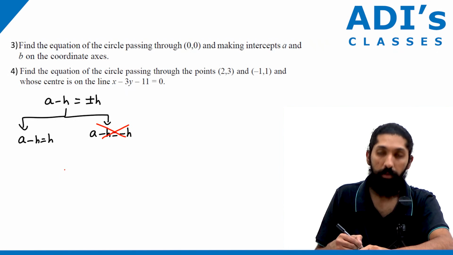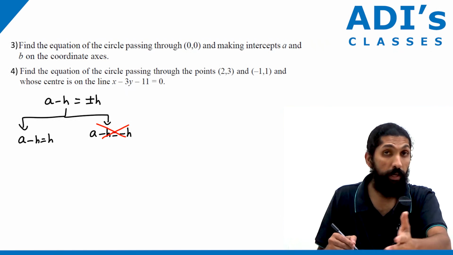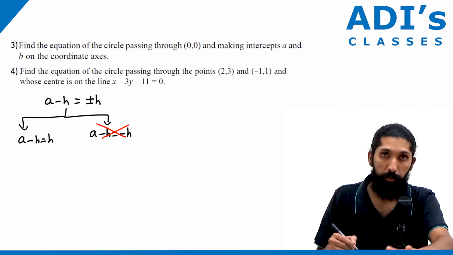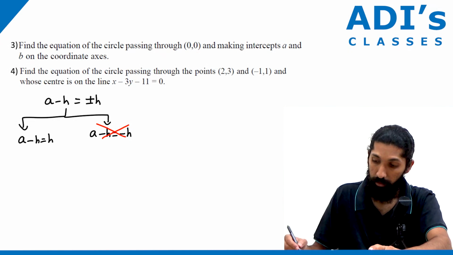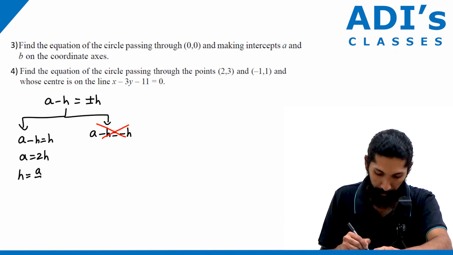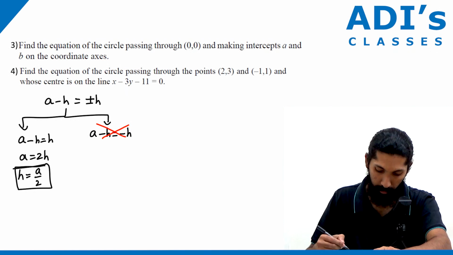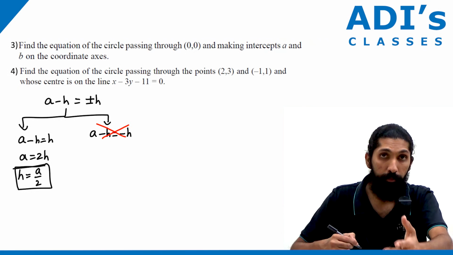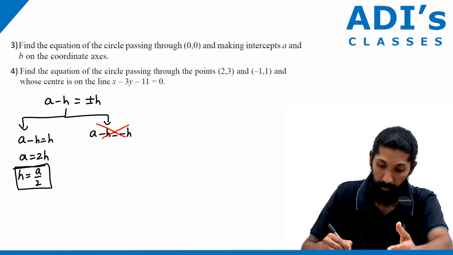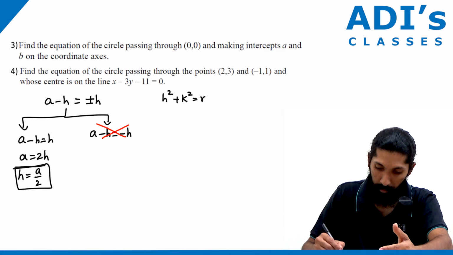This case is not possible. The reason is minus h will get cancelled. So, a is equal to 0. That is never possible. Correct? That means a is equal to 2h, h is equal to a by 2. See, once you got the value of h as a by 2, we'll substitute and find the value of k. We can write h square plus k square is equal to r square. Correct?